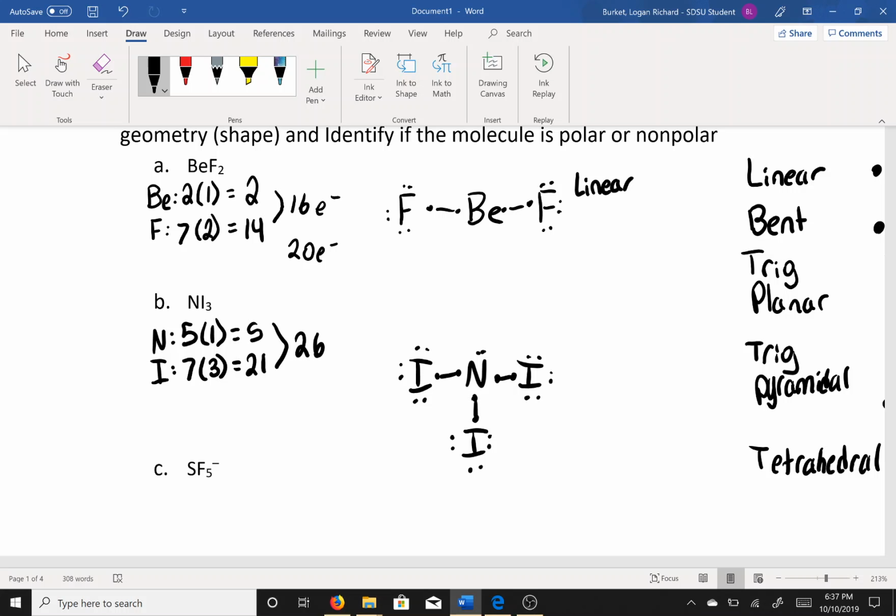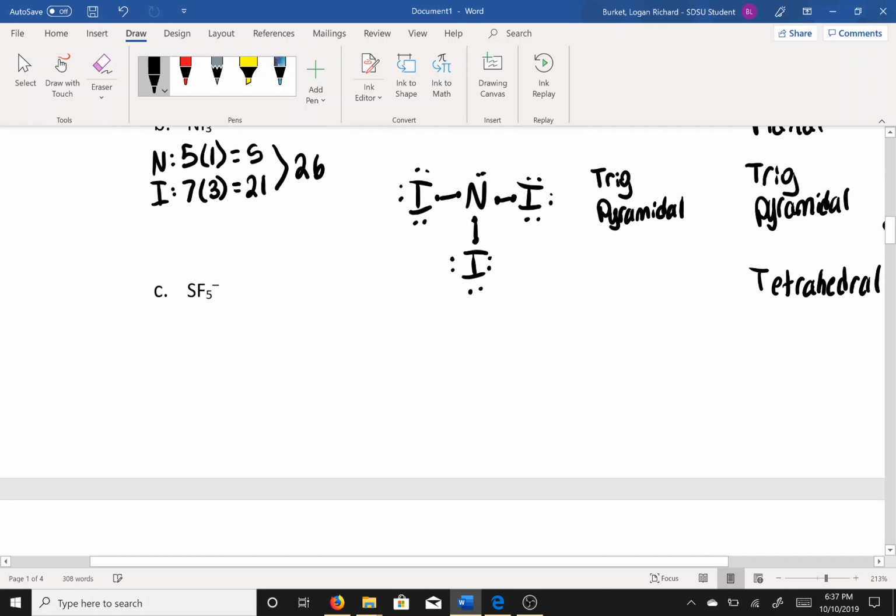Now, this is a central atom with 3 bonds attached to it, so we already narrowed it down to either trig planar or trig pyramidal. And since there is a lone pair present on that nitrogen atom, it is going to be trig pyramidal. All right, let's move on to the next one.